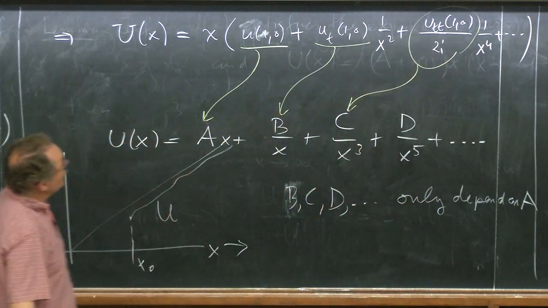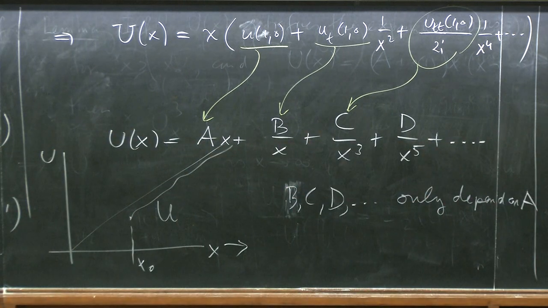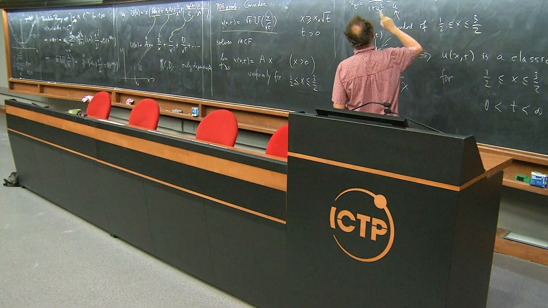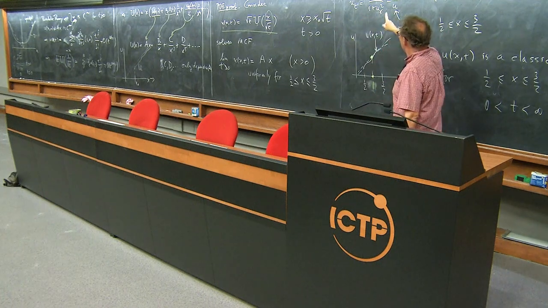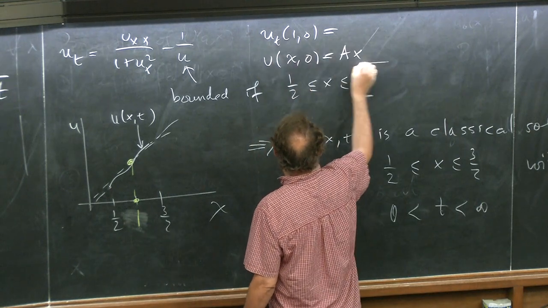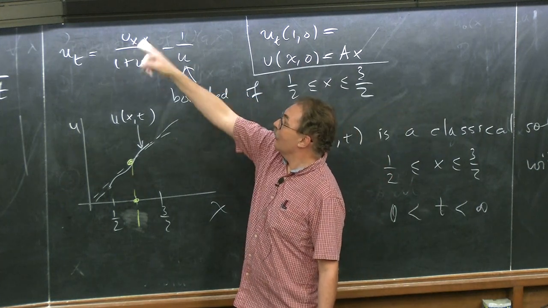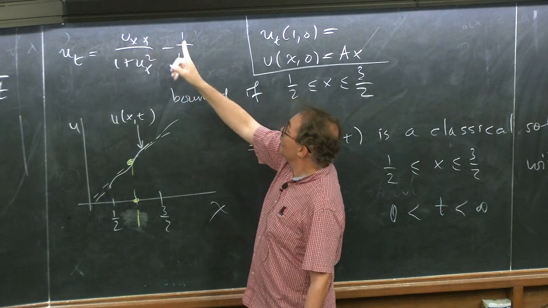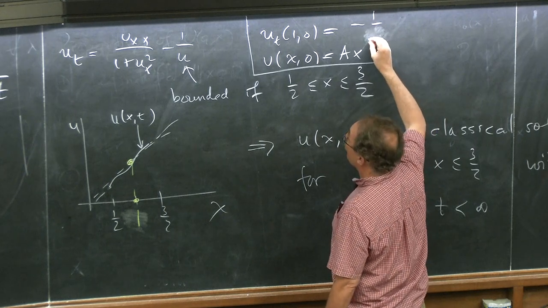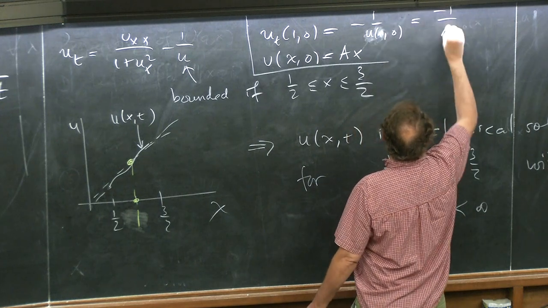So you can calculate these things explicitly, and how do you calculate them? Well, for instance, u_t at (1, 0) is, initially, u is equal to a times x. So I use this to calculate the first time derivative. This becomes 0. I get minus 1 over u at 0, at (1, 0), which is minus 1 over a.